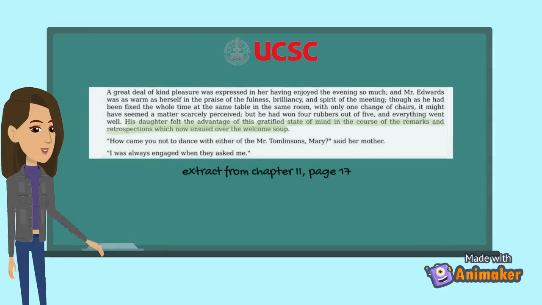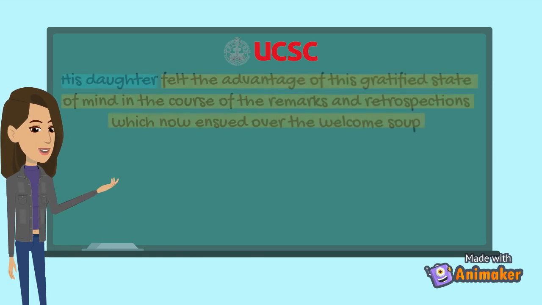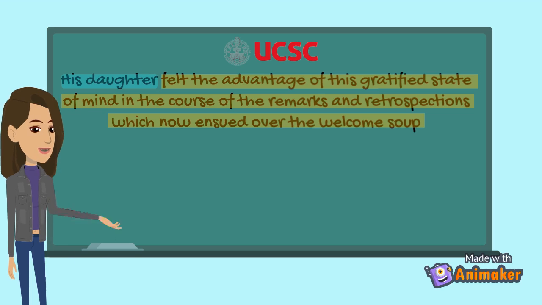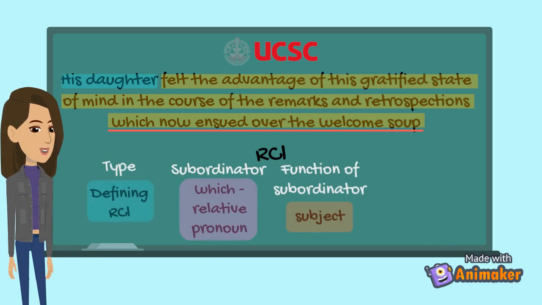The third one says, his daughter felt the advantage of this gratified state of mind in the course of the remarks and retrospections which now ensued over the welcome soup. You must identify the subject and the predicate of the sentence and find the main verb. In this opportunity it is felt. In the predicate, the subordinate clause starts with the relative pronoun which, that is acting as the subject of the subordinate clause. This is a defining relative clause because, like the previous one, it gives essential information about the antecedent, which is the advantage. And remember that the relative defining clauses do not go between commas.